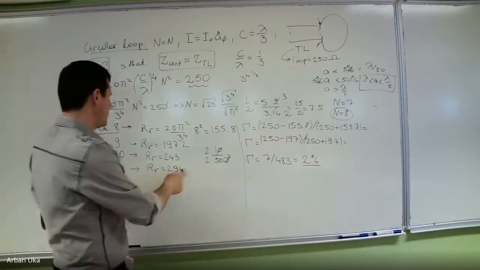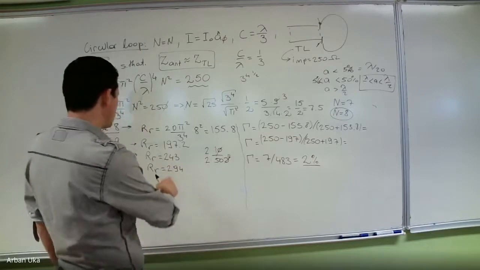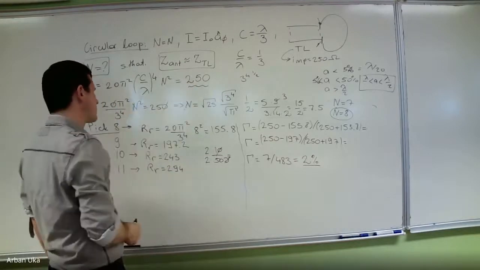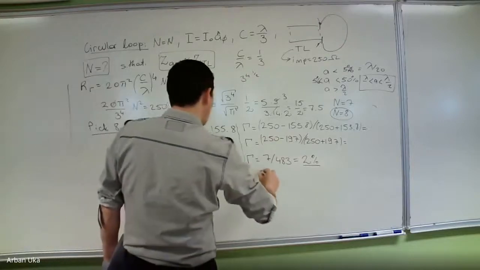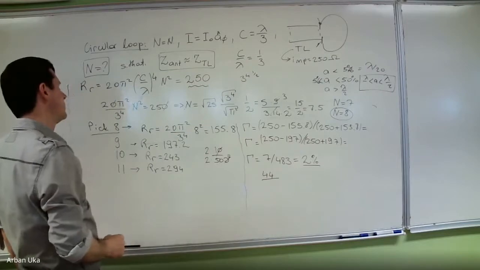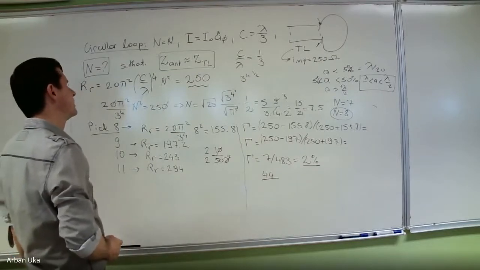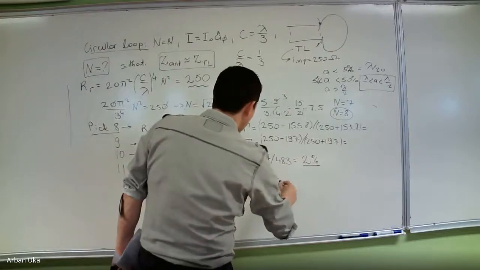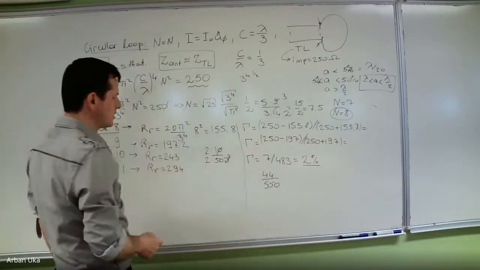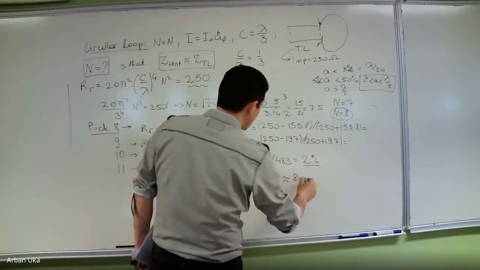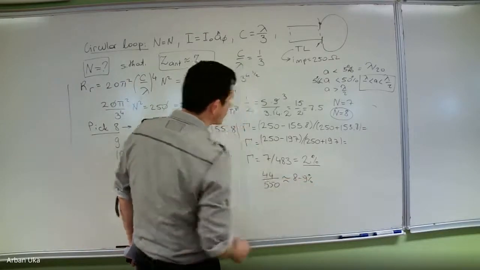And here, this is 294, the difference with respect to this one is around 44. So this is 44 divided by almost 300 plus 250, it's 550. So you can calculate the errors, but this looks something like 8 to 10%, 8 to 9% reflection coefficient.